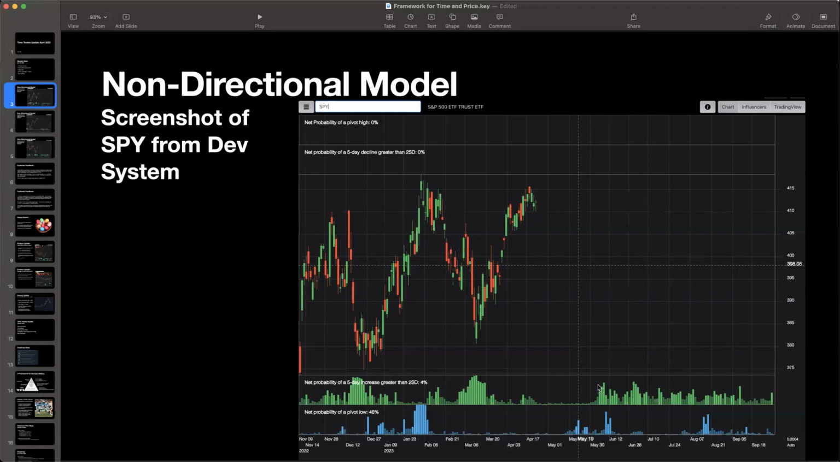The swim lane of the green bars is showing the probabilities of a move, either up or down, we don't care. And the bottom swim lane is showing probabilities of a pivot, could be a low, could be a high, doesn't matter. I know the labels say pivot low or 5-day increase or decrease, but just ignore those. This is because it's a quickly pulled together proof of concept from my dev system, and I haven't updated those labels to make them correct.